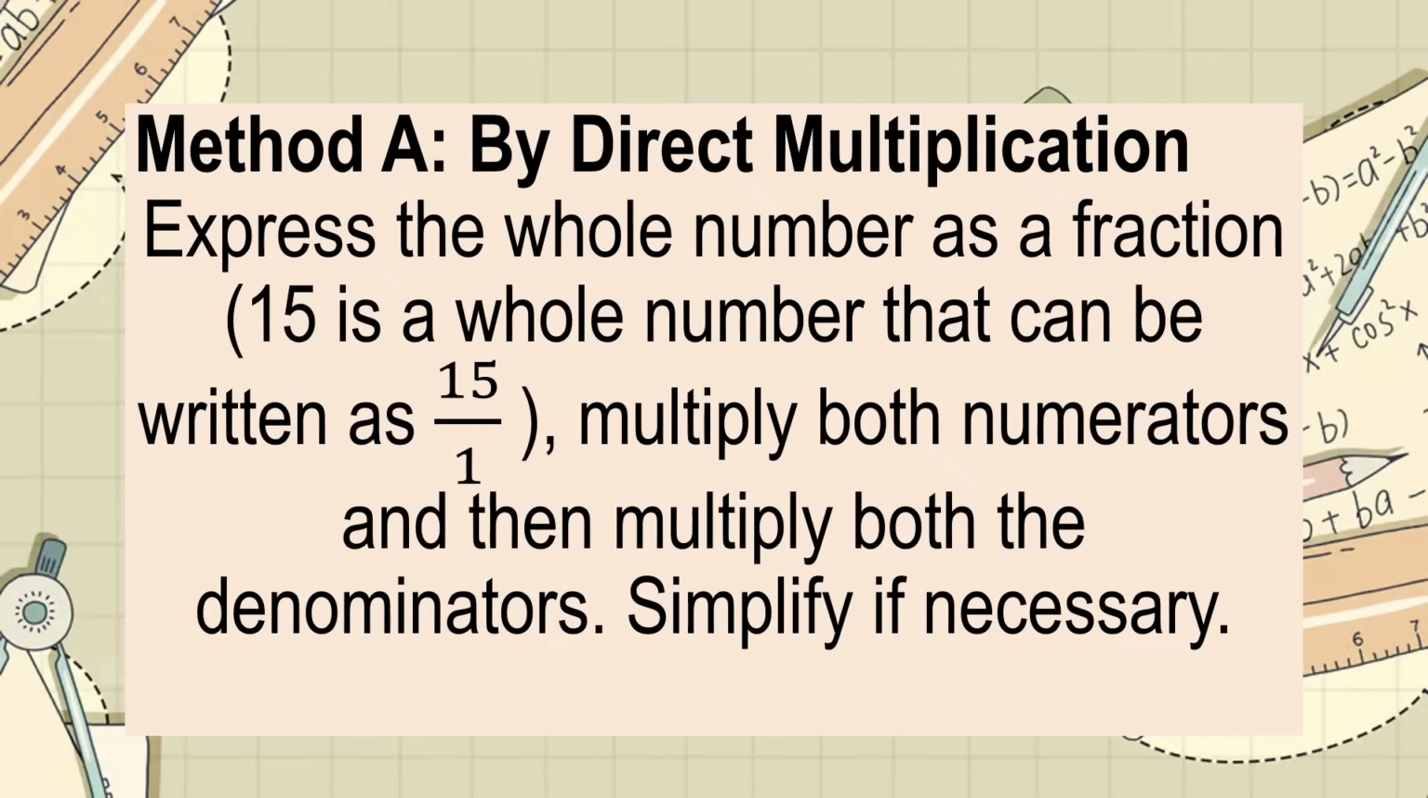So for method A, direct multiplication, express the whole number as a fraction. Since 15 is a whole number, it can also be written as 15/1. Multiply both numerators and then multiply both the denominators, and then simplify if necessary.